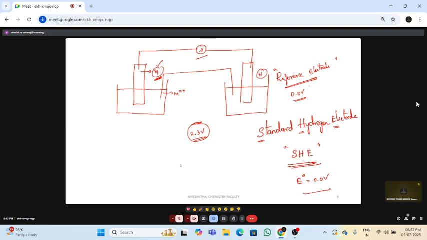Do you have any doubt till now? No, ma'am. Okay, fine. I'll show you the table column where we have measured the electrode potential of all the metals, and we have a complete table column for that. I'll show you that. Give me a minute.